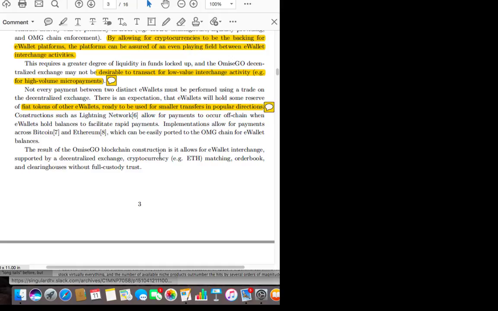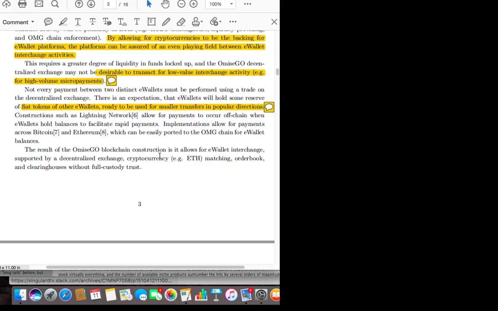Not every payment between two distinct wallets must be performed using a trade on the DEX. There is an expectation that e-wallets will hold some reserve of fiat tokens, there's that term again, guys, of other e-wallets ready to be used for smaller transfers in popular directions. So an example of this, guys, and I'm not comparing the two, but I just want to make sure that everybody's aware.